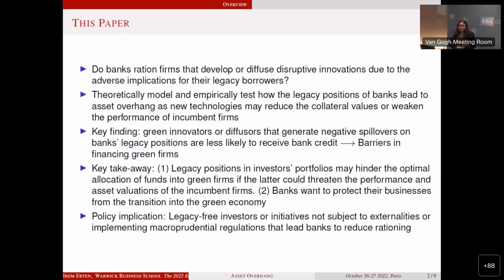And the authors generate lots of interesting policy implications from the theory and empirics. For example, they suggest that considering this legacy investors and then proposing initiatives that would eliminate this asset overhang problem due to the legacy borrowers can optimize the asset allocation in green financing. And they propose very interesting macroprudential regulations that may lead to less rationing.